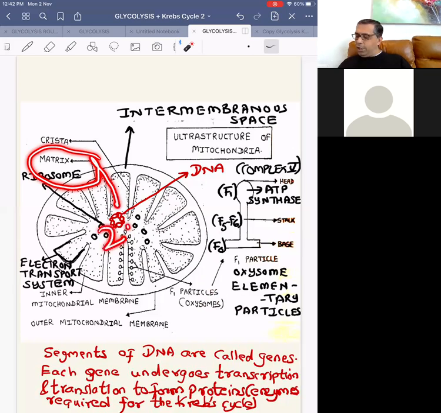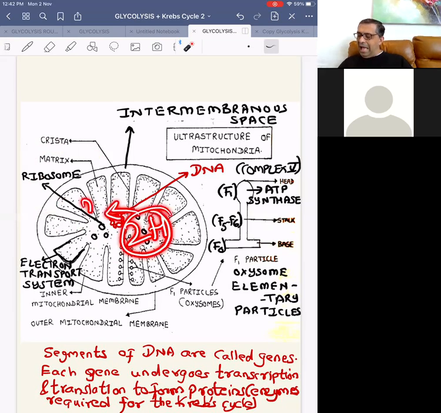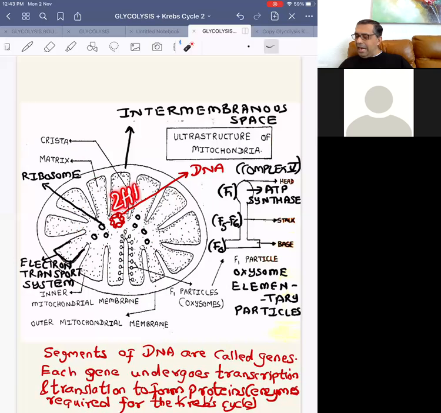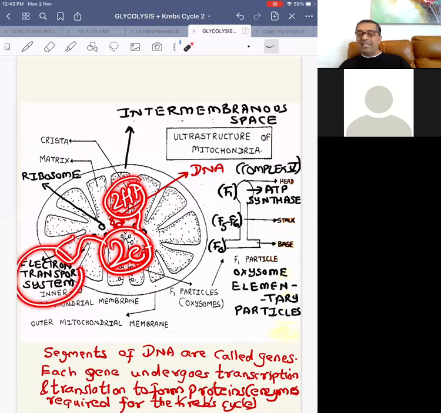What did two hydrogen split to become? Two hydrogen split to become proton and electron, of which protons remain in the matrix, but electrons pass from the matrix to the inner mitochondrial membrane. So this is the proton; where will the proton remain? Inside the matrix. And where will the electrons pass? Into the inner mitochondrial membrane, and the inner mitochondrial membrane has in it the electron transport system.